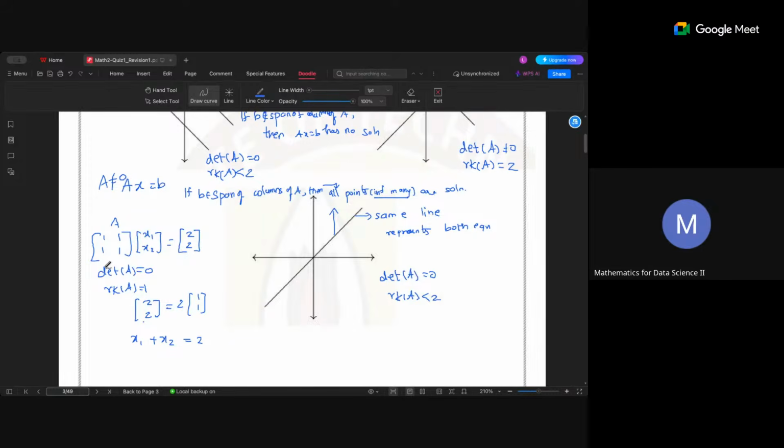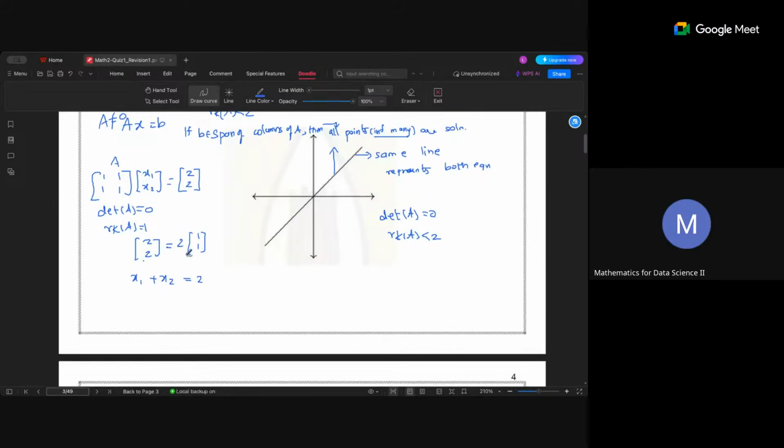Okay. Ma'am, in the case of a rectangular matrix, m into n, in this particular situation, if there is no solution, then the rank has to be less than the smaller of m and n, right? Yes. It cannot have full rank. Yes. Okay.